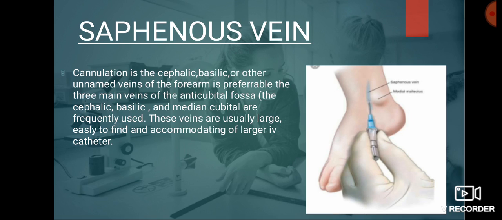These veins are usually large, easy to find, and accommodate a larger IV catheter. It refers to the three main veins of the antecubital fossa, that means the cephalic, basilic and median cubital, which are frequently used.